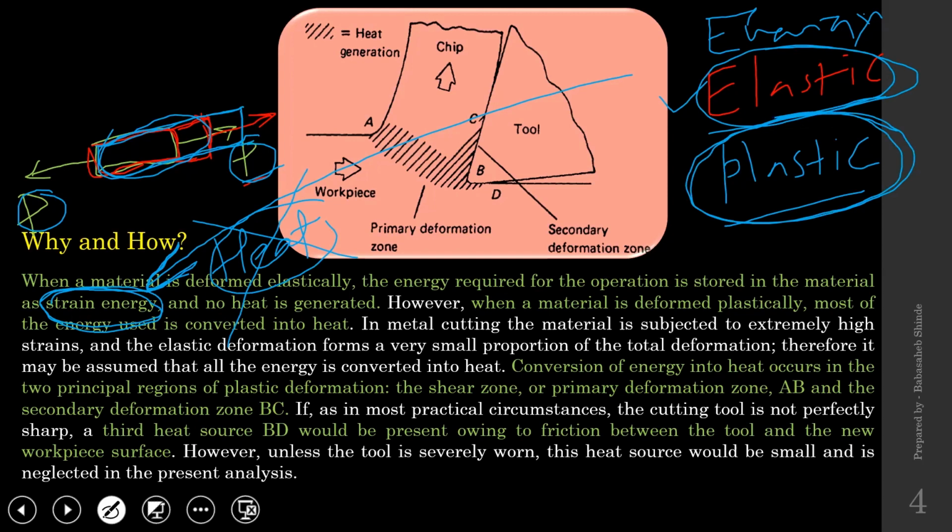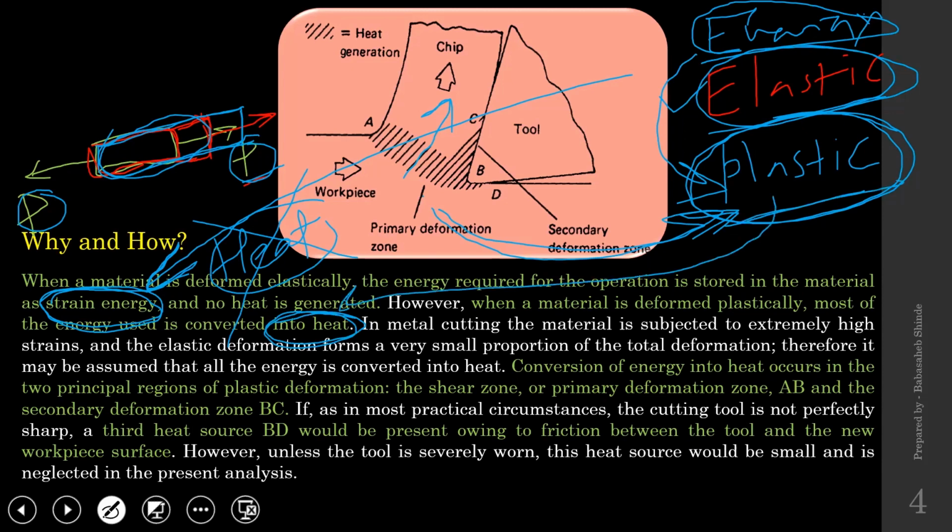And before explaining this one, we need to remember that the chip formation is completely a plastic deformation. There is a very small elastic deformation and that usually is neglected. So everything is deforming plastically. Now what happens in plastic deformation? Whatever energy you provide to have that deformation, that whole energy gets converted into heat. When there is a plastic deformation, all the energy provided gets converted into heat energy.